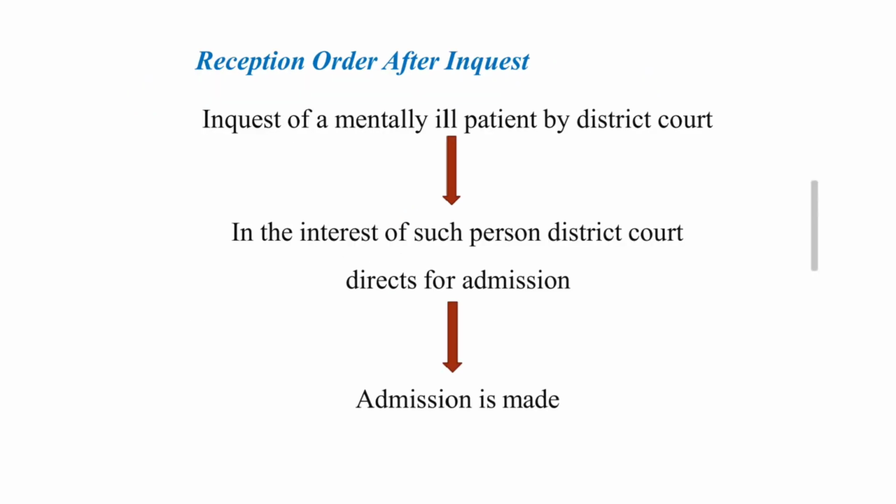Next, reception order after inquest. Inquest of a mentally ill patient by the district court. If it is in the interest of such a person, the district court directs for admission, and admission is made. So in the district court also, suppose you find that a mentally ill person has committed a crime due to mental illness, in such a case the district court can direct such a person to admission. So in this way, the admission is made by means of this reception order.